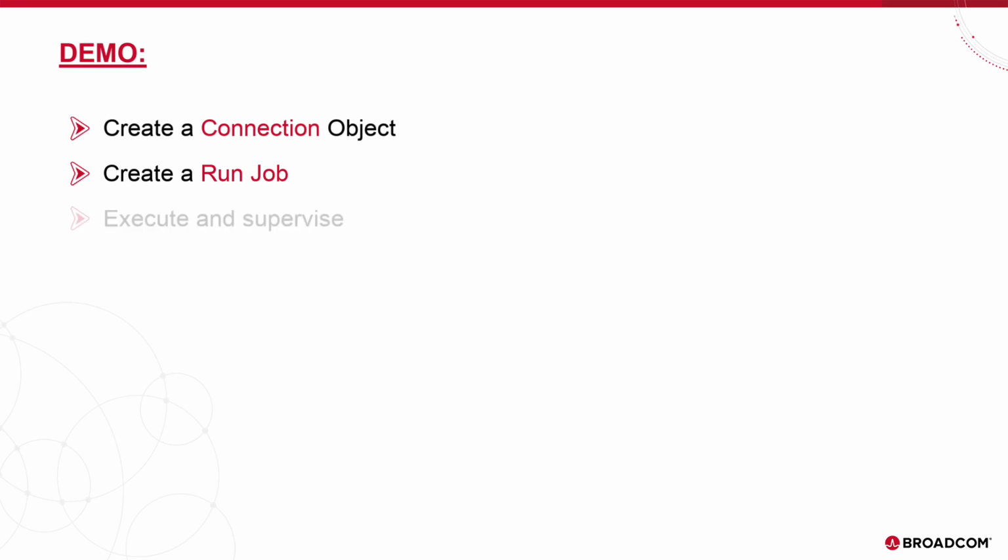Automic can connect to the Azure Databricks and the AWS Databricks cloud types. In our demo, we will create a connection object for Azure Databricks. Once we have established the connection to the Azure Databricks environment, we'll create a Databricks job. Finally, we'll execute and supervise this job.